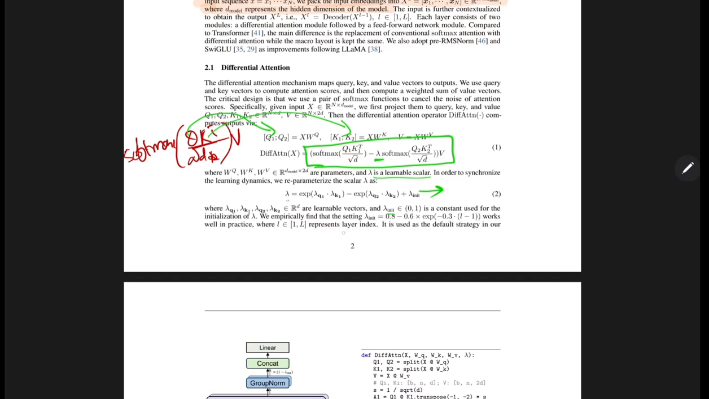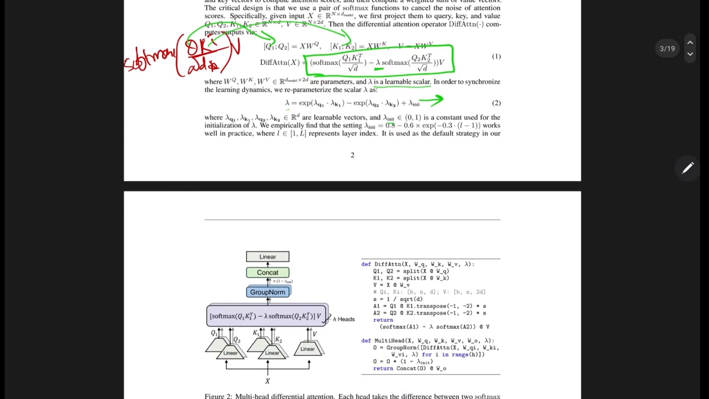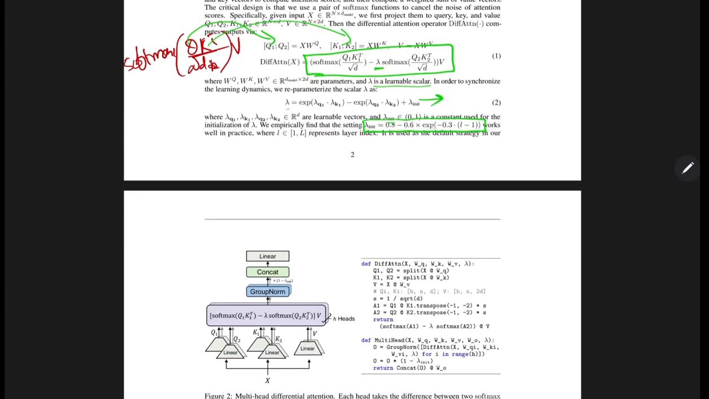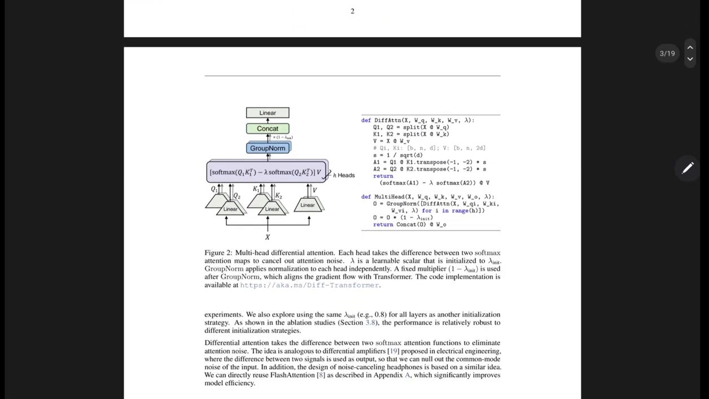So l is 1 to L, representing the layer index, obviously. You already have the value for lambda initialization also here, so you can directly use this here. Cool. Now, when coming to code, it is as simple as that. Code is not at all complex.